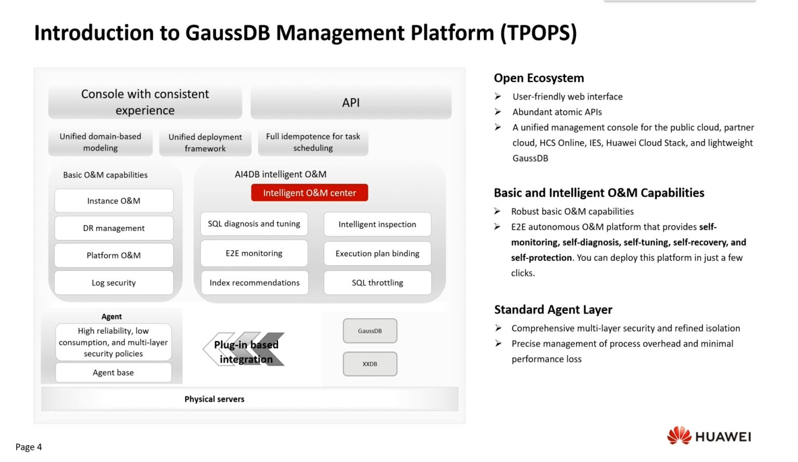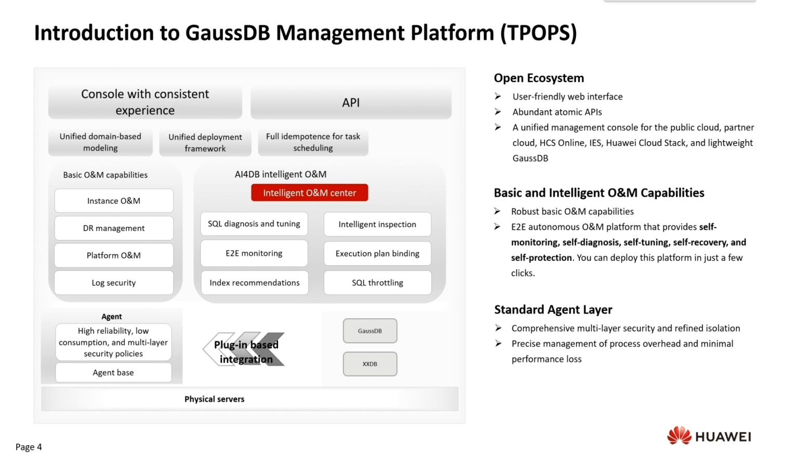The upper layer is the service layer, which provides basic and intelligent O&M capabilities. Basic O&M capabilities cover instance O&M, DR management, platform O&M, and log security. Instance O&M provides GaussDB instance lifecycle management, such as instance provisioning, parameter modification, and backup and restoration management. DR management provides GaussDB streaming DR, intra-city DR, geo-redundant DR, and DR drills and switchovers. Platform O&M includes task center, agent management, and global system parameter management. Log security includes collection and display of GaussDB database logs, log analysis, and log downloads.